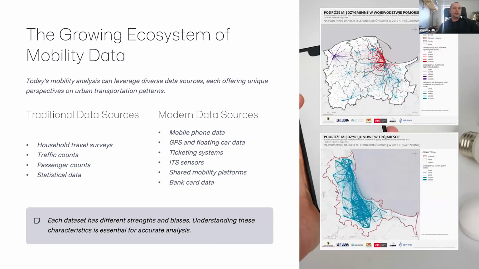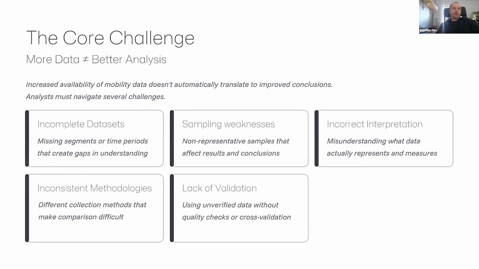On this screen, I can show you some data which, for example, we collected for our region in the previous year and also 5 years ago. It's data from mobile phones, and it also lets us collect information on where people want to travel from and to every day. But on the other hand, more data doesn't mean that our analysis will be better.